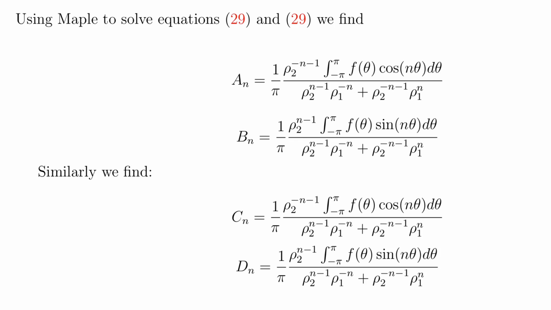Similarly, to solve the other two pairs of equations, there are standard Fourier formulas, and I've used Maple to solve for the coefficients, and here are the formulas for the A n's and the B n's, and similarly the C n's and D n's. Maple's solve command is quite useful for these a bit more complicated equations.